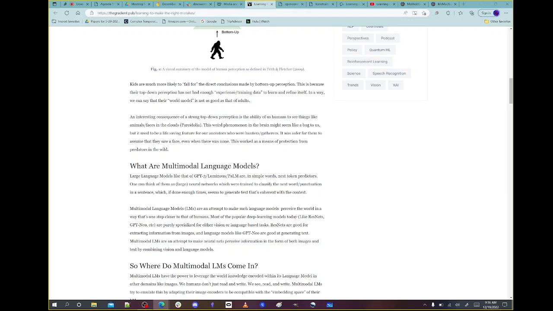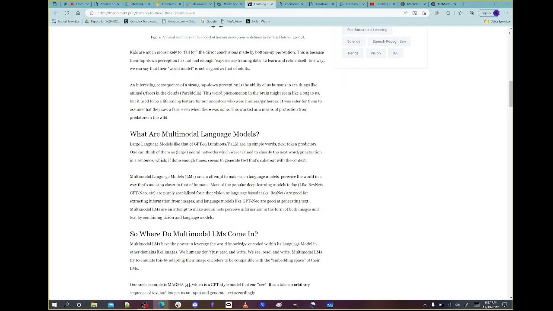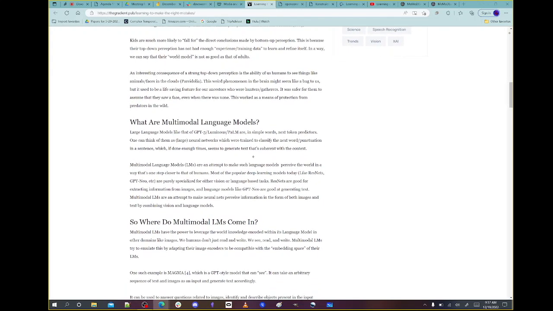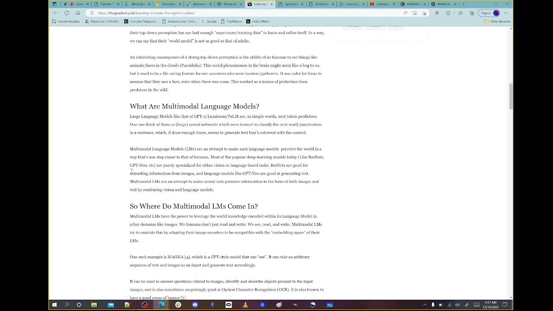But multimodal language models are, if you give it a prompt, it gives you a text string that can be predicted. They're these next token predictors, which is the mechanism behind a lot of these models. So GPT-3 is a large language model, and multimodal language models are an attempt to make such language models perceive the world in a way that's one step closer to humans. So if you have something like a ResNet or GPT-Neo, those are specialized for vision or language, but not both.